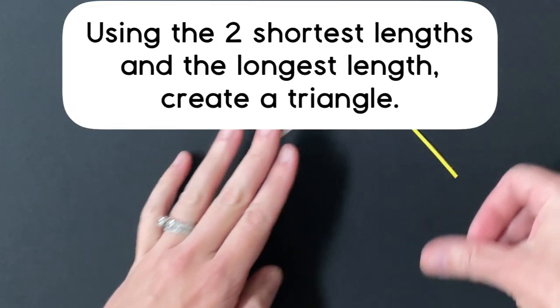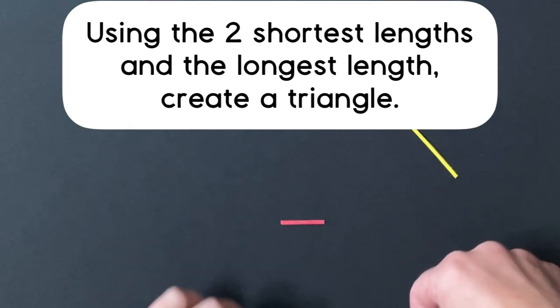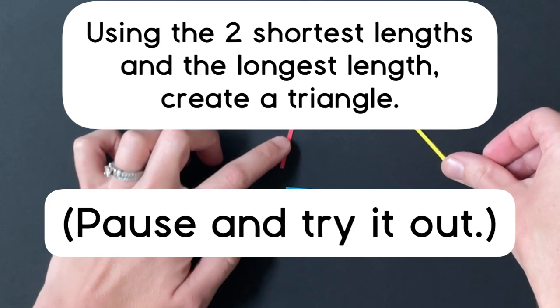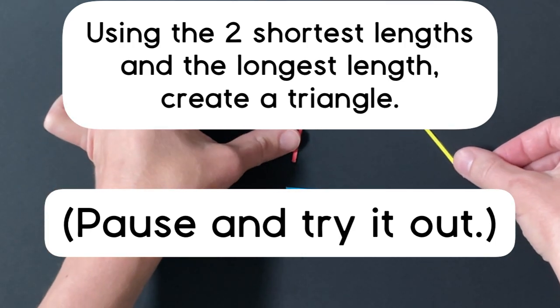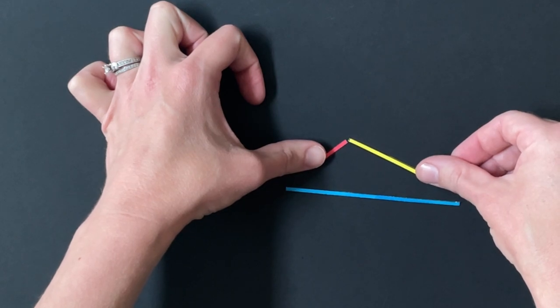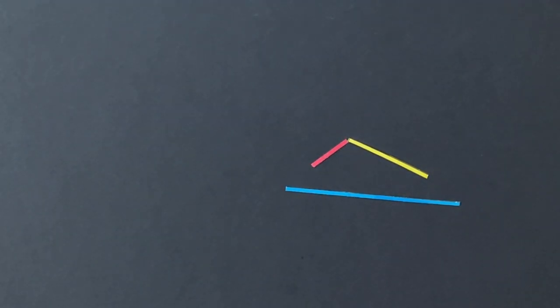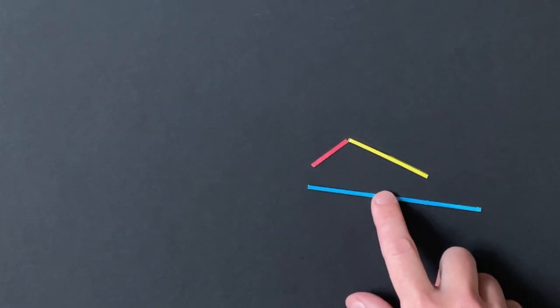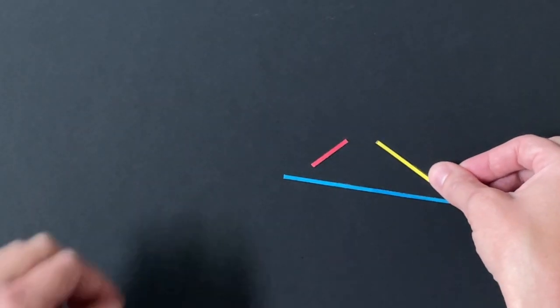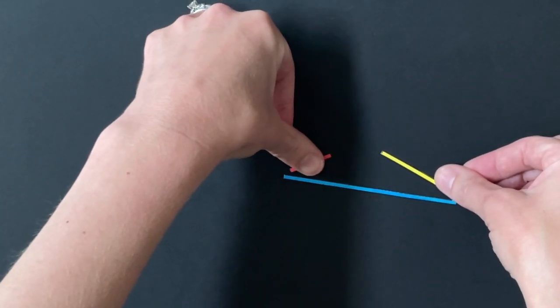Okay, next I want you to find the smallest length, the next smallest, and then the longest. And I want you to try to make a triangle. Pause here and try it out. Okay, what did you notice when you tried it? Can you make any generalizations or rules about the lengths of sides of a triangle? Maybe you saw that you couldn't make a triangle.